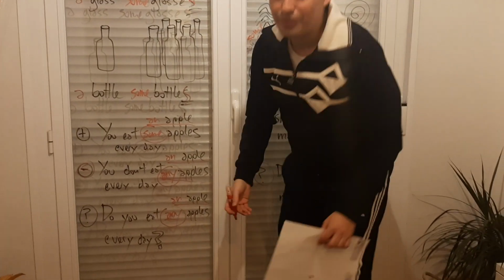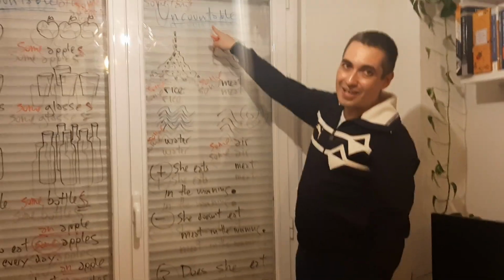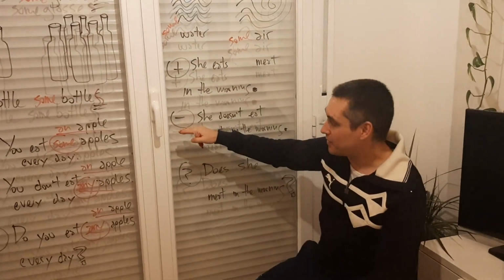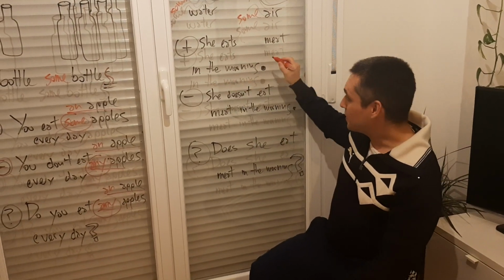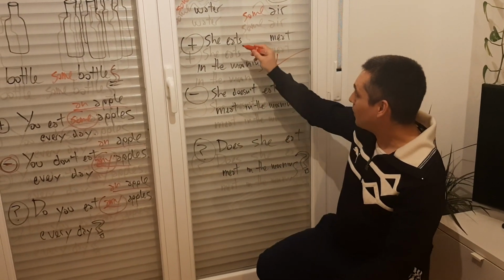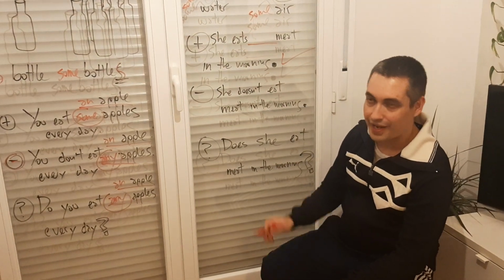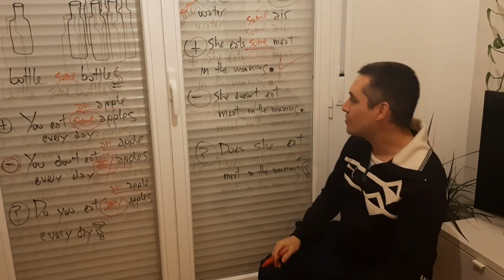And finally, to finish, let's have a look at these sentences for the uncountable nouns: positive, negative, and interrogative. She eats meat in the morning. This is perfectly alright the way it is, but what can you add here? She eats some meat or any meat in the morning. In this case, it would be she eats some meat in the morning.